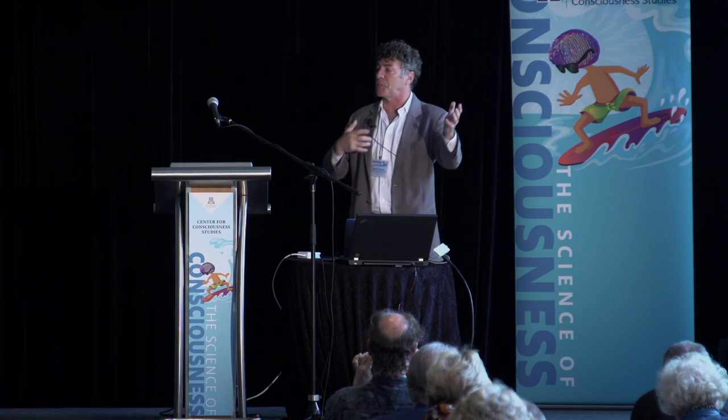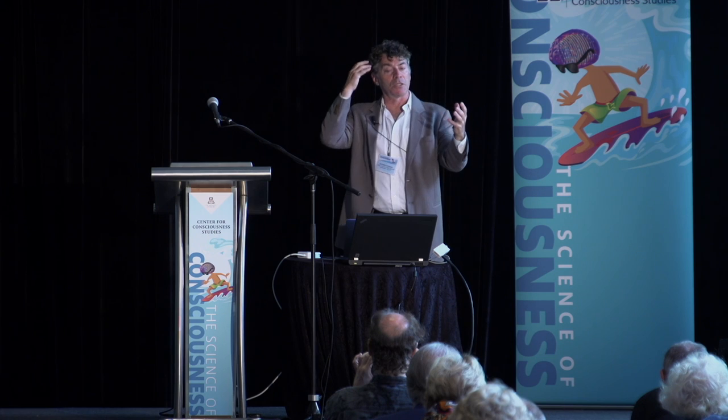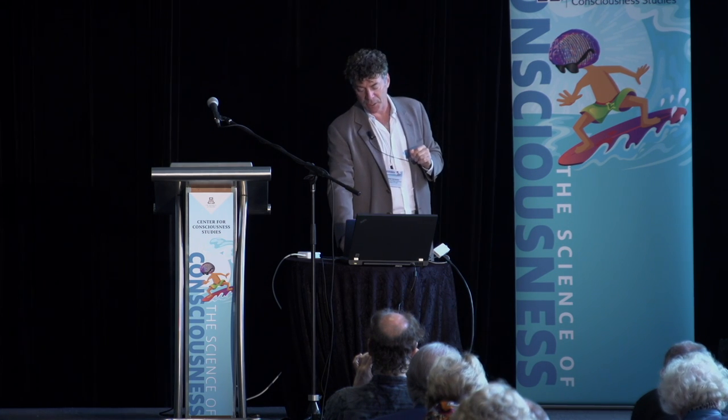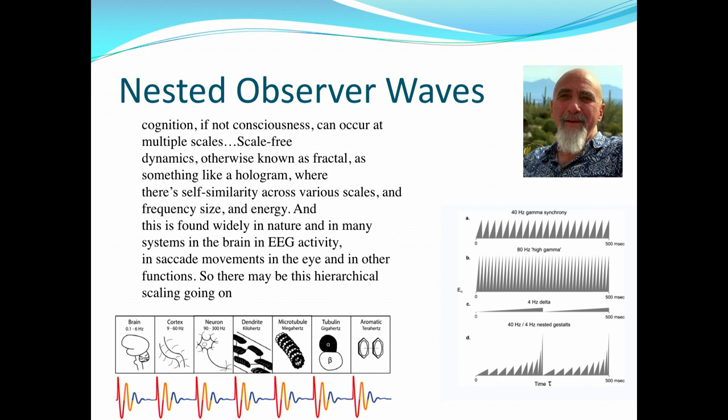Other intuitions about multiple consciousnesses: split brains, there's good evidence that the two hemispheres may be able to maintain independent consciousnesses as well. And it seems equally plausible that these individual windows may correspond to vibrational frequencies at multiple scales. As Stuart observed, cognition, if not consciousness, can occur at multiple scales, and in this argument, he suggests it's possible that this may be consciousness too. Scale-free dynamics, otherwise known as fractals, like a hologram, have self-similarity across various scales of frequency size and energy. This is found widely in nature, in many systems in the brain, in EEG activity, in saccade movement in the eye, and in other functions. So there may be this hierarchical scaling going on.